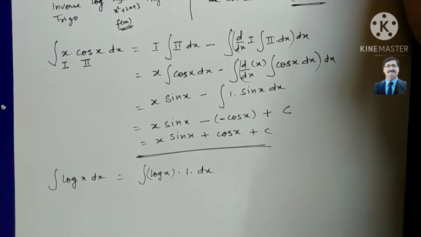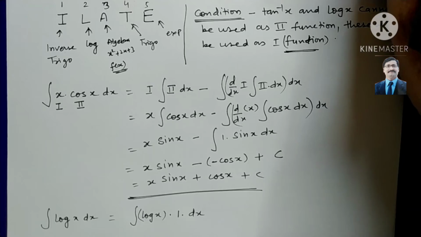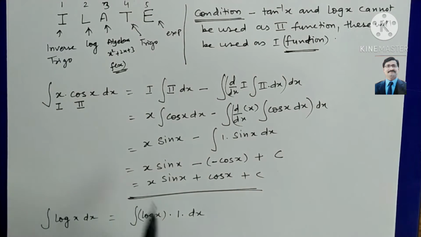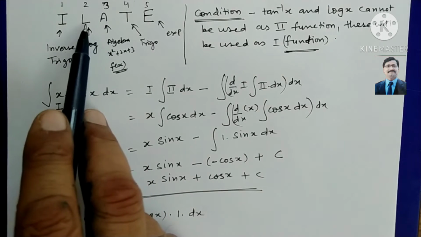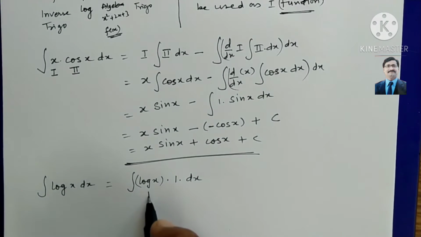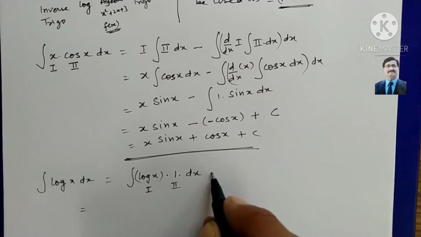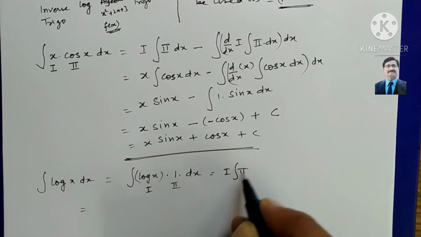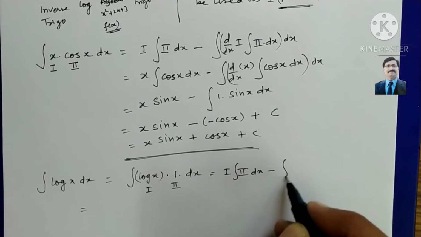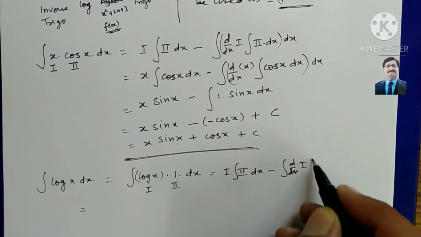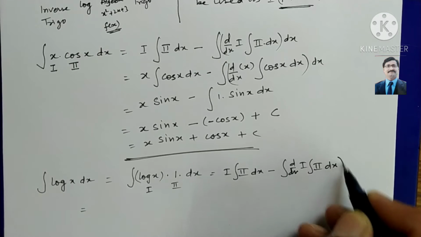Now according to our ISATE rules, look here, log x is the second element, second position, and algebraic is third, which means here log x is first and 1 is the second. Now we use this formula: the first integral of second dx minus the integral of the differential of first, integral of second dx, and a whole dx.